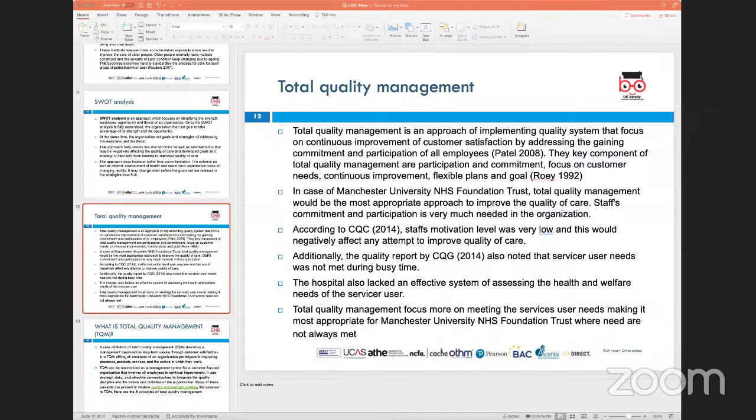Now, in this case, the key focus is on the customer, which is the patient. And when we talk about total quality management, there is a focus on continuous improvement. The plans that are drawn up are flexible, and they are done in a way wherein if the standards are not being met, the plans are adjusted so that there is a continuous process of making improvement as the care or treatment is being delivered.